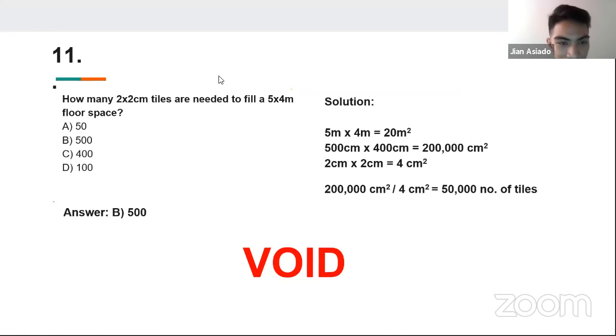Okay, eto may number 11. Yung number 11 natin, void siya, no? Kasi wala dito yung sagot, tamang sagot, no? But the solution is this one. So, yung 5 meters mo, ang tanong, ilang 2 by 2 centimeter tiles yung magkakasya sa 5 by 4 meters floor space, no? So, pwede mong ganito ang gawin. Marami siyang ways ng pang-solve, no? Pero definitely kailangan mong mag-convert, no? So, okay. Magka-convert ka, i-gawin mo yung conversion natin.